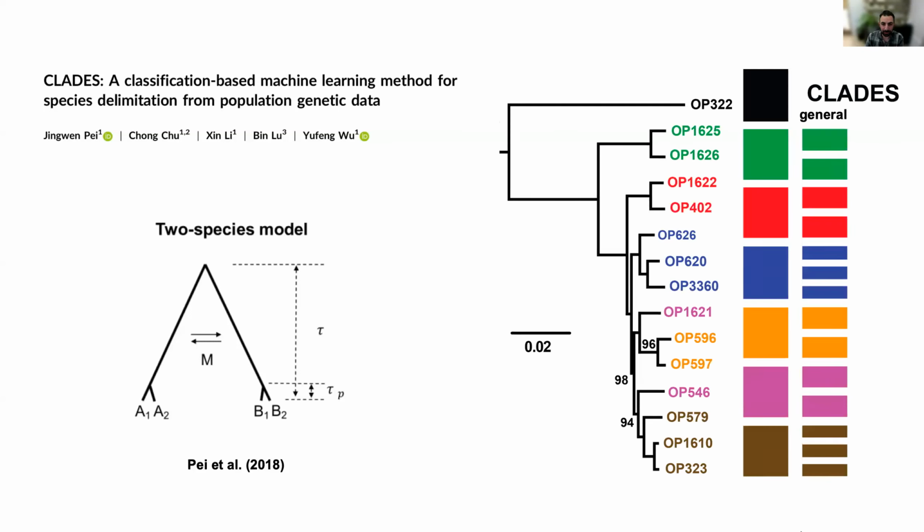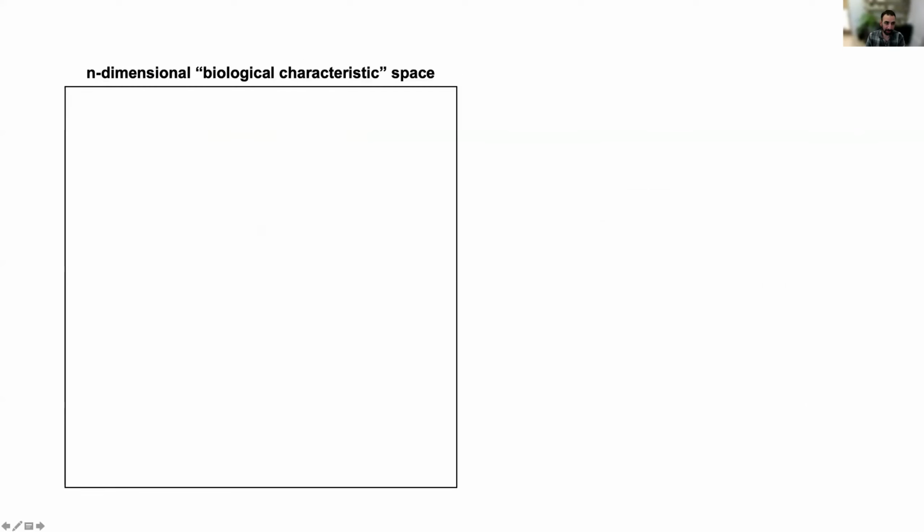It delimits every single individual as a distinct species. So why did this fail? And this is how I think about it. Imagine an n-dimensional biological characteristic space. All the biological and ecological characteristics that go into defining a species.